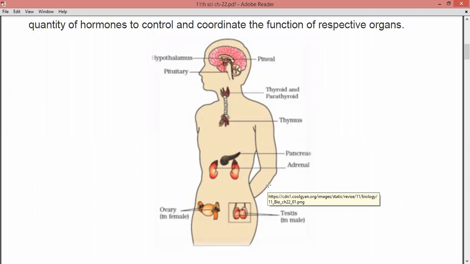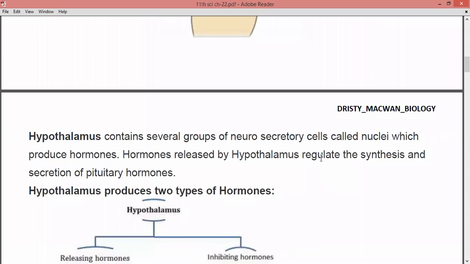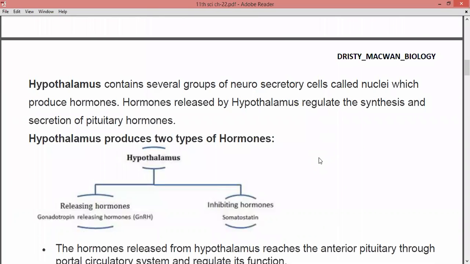Then the pancreas, as you know, is beneath the stomach, right? Then there is the adrenal gland on top of the kidneys, right? Then in males there are testes, while in females there are ovaries, right? So these are the several glands which are present in the human body. We are going to see first about the hypothalamus, right?